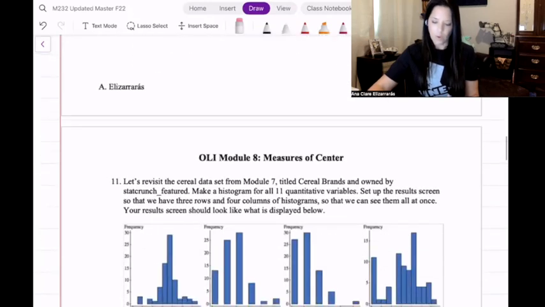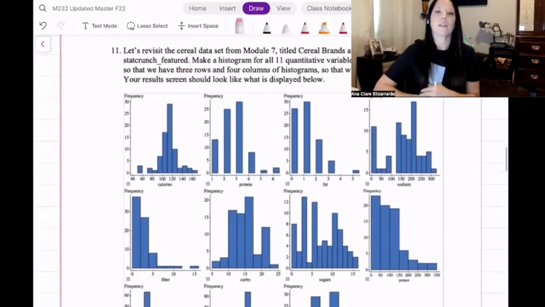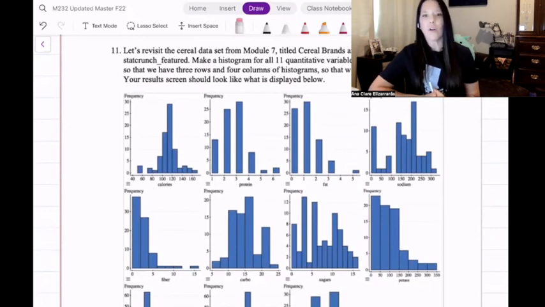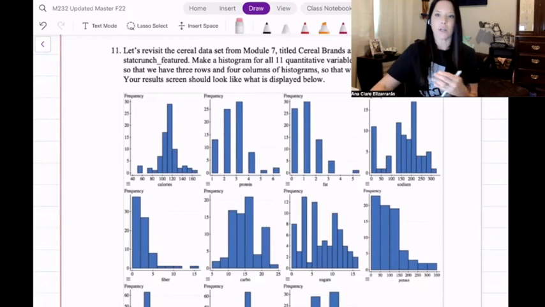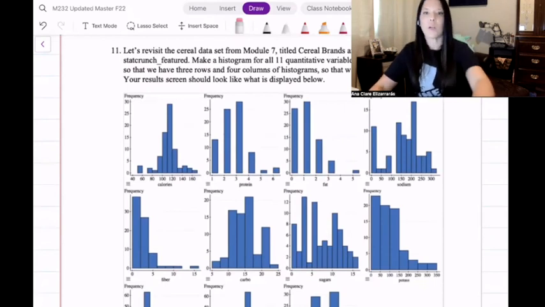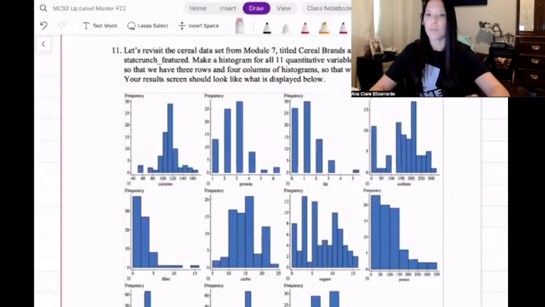Okay. We want to revisit the serial data from module 7, and we want to make a histogram for all quantitative variables. And they want to have 3 rows and 4 columns. So we're going to go back to StatCrunch to create a histogram, but what we're going to do is we're going to put all of them in one picture together.